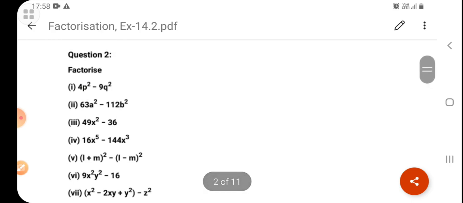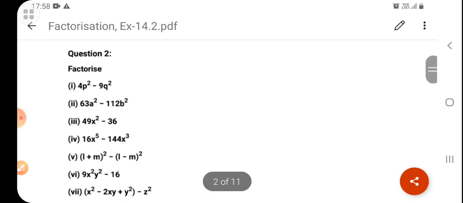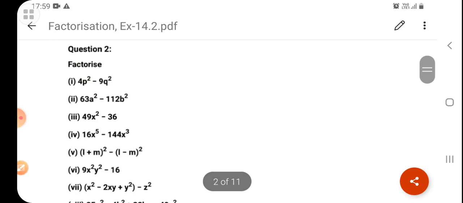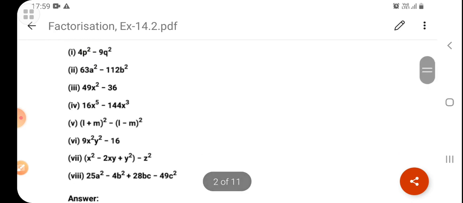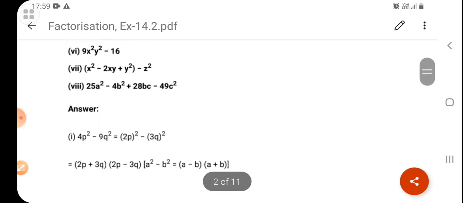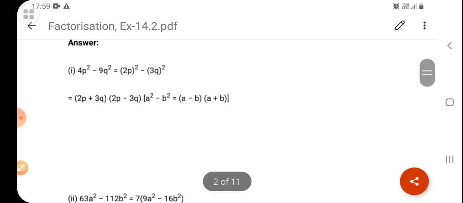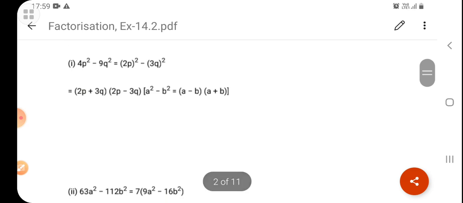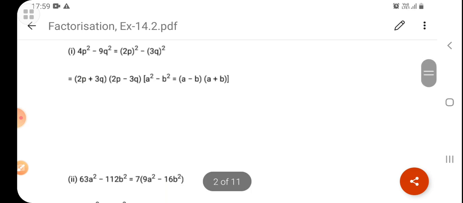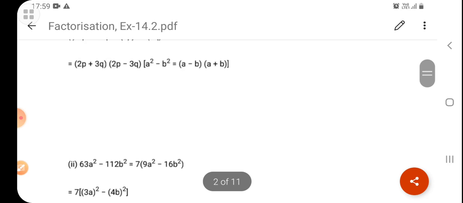In the first question we have used the a plus b whole square and a minus b whole square, two identities. In the question number 2 we are seeing that the format is given as of the third identity, a square minus b square, of which we take factors as a plus b and a minus b. So here 2p square minus 3q square, so 2p plus 3q and 2p minus 3q.